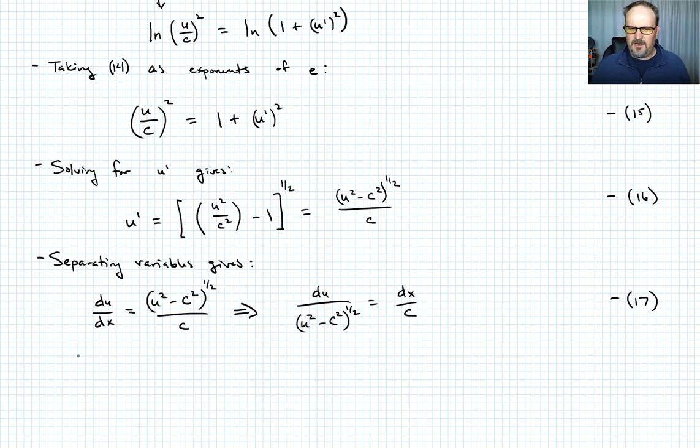Okay, now I can integrate equation 17. Again, you can either do the integration yourself or look it up in a table and see that the integral here gives you the inverse hyperbolic cosine of u over c. And that's going to be equal to x over c. Then we don't have limits of integration, so we have to have a constant. Let's call that plus d. We'll call that equation 18.